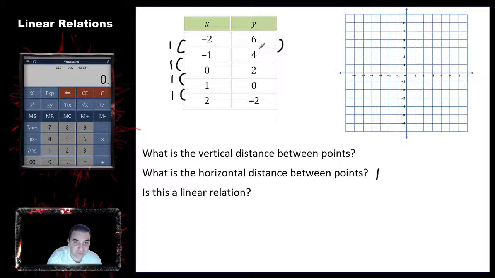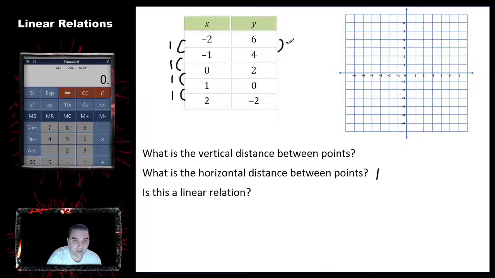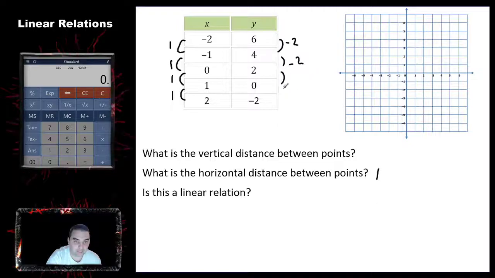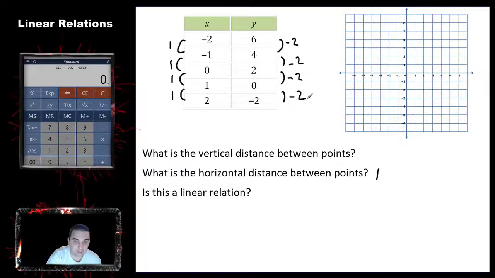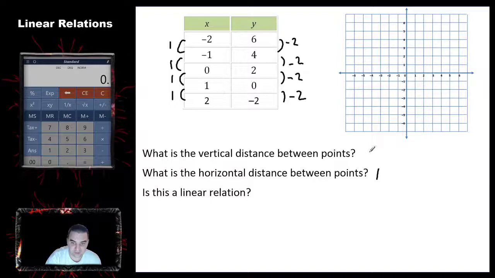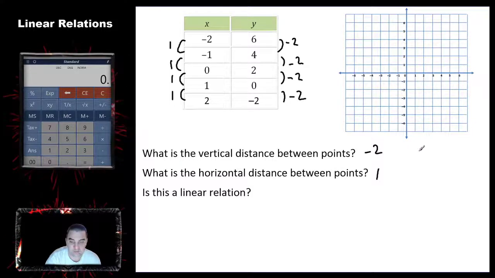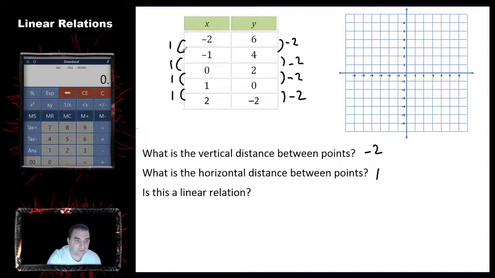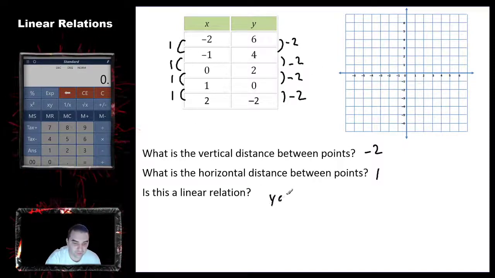Now look at this. Y goes from 6 to 4. That's negative 2. It removes 2 from 6 to get to 4. Does the same thing here. Minus 2, and minus 2. So the vertical distance between points is, well, it's 2, but it's going down by 2. Is this a linear relation? None of these change, none of these change, so yes.